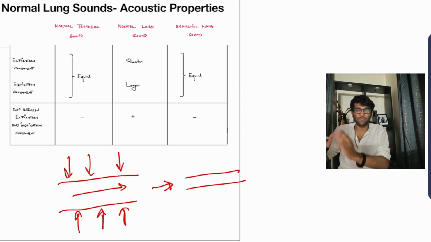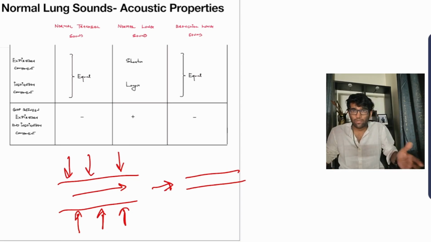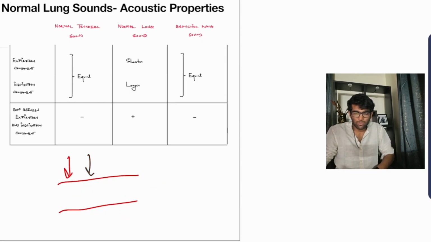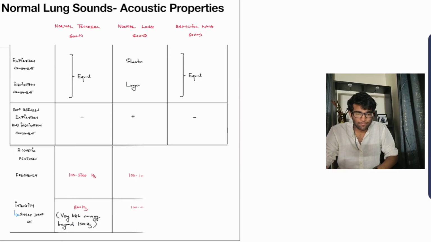There's a gap between inspiration and expiration when you are auscultating normal vesicular breath sounds. Now with bronchial breath sounds, this issue is not there. There is no high pass filter that has been nullified by the pathology. So both components are equal in duration. I hope that is clear. It's a very important concept to understand in terms of the normal auscultation of the lung.